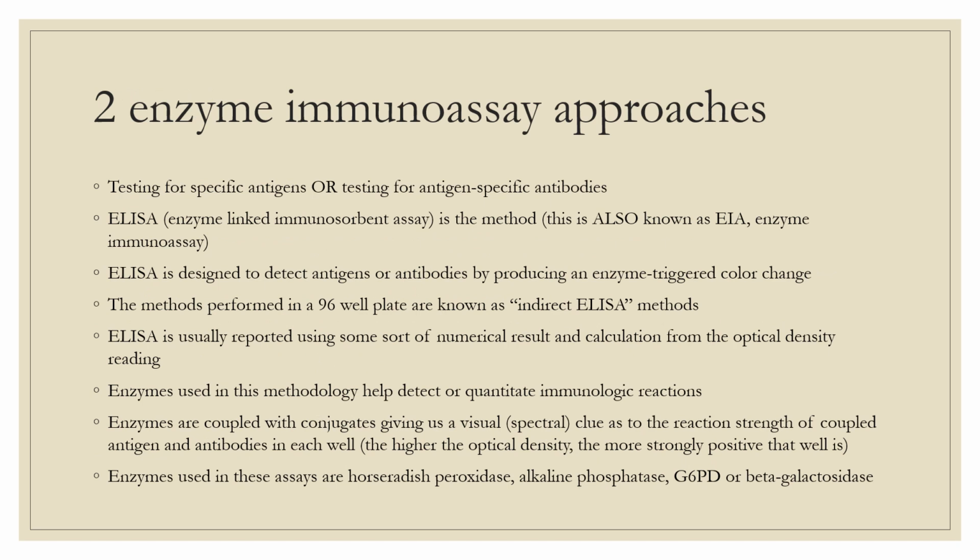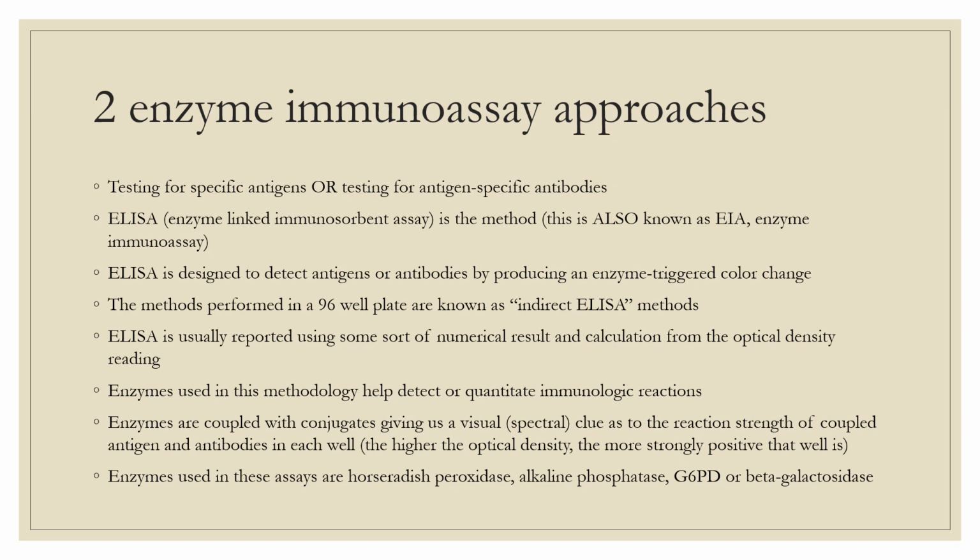There are two approaches to see if our patient has a disease due to a pathogen. We can test for specific antigens from that pathogen, or we can test for a specific antibody to that antigen. ELISA, again, is enzyme-linked immunosorbent assay, and it's a method that we can use to determine if we have specific antibodies to a disease or if we have antigens to a bacterial pathogen or viral pathogen. The methods performed in a 96 well plate are known as indirect ELISA methods. ELISA is usually reported using some sort of numerical result in a calculation from the optical density.